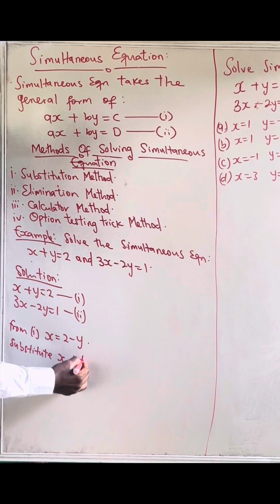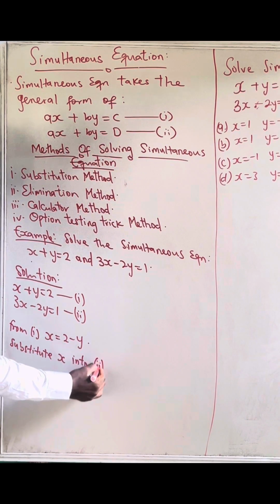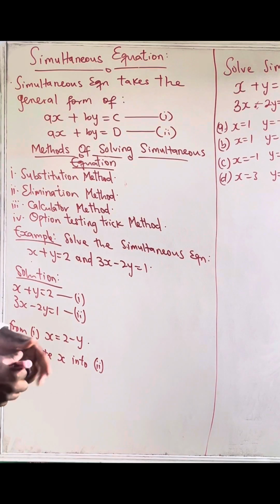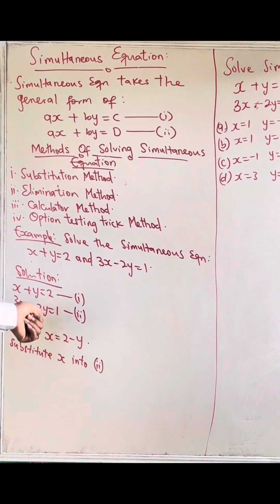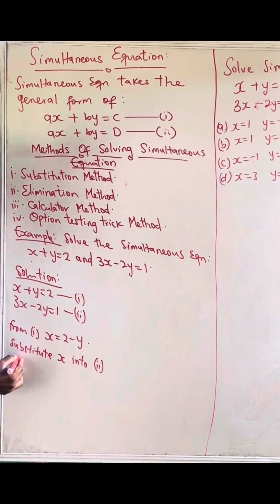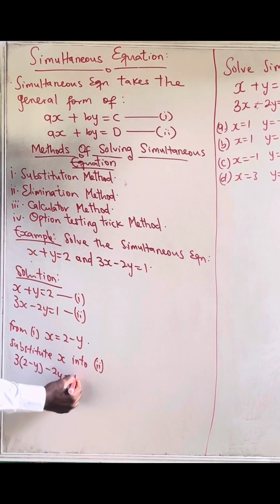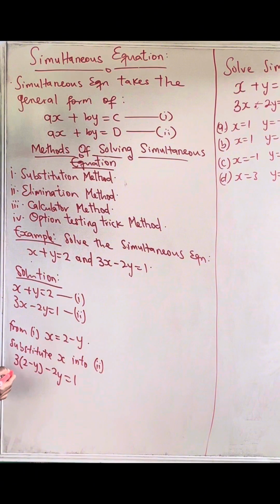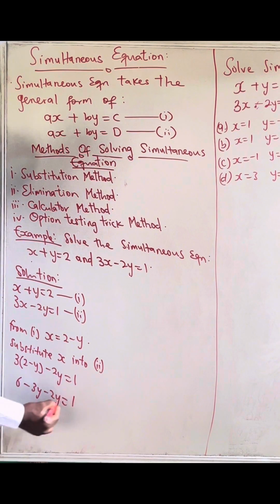Therefore, I'm going to substitute x into equation 2. Once I've made x the subject of the formula in equation 1, I'm going to substitute it into equation 2. So this is my original equation 2, 3x. I'm just going to write 3, open bracket, the value of x which is 2 minus y, close bracket, minus 2y equals 1. Therefore, I'm going to simplify this. 3 times 2 is 6. 3 times minus y is minus 3y, minus 2y equals 1. So this will be 6 minus 5y equals 1.